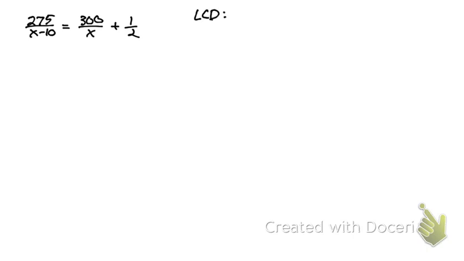Our LCD is where you multiply all of your denominators. So we're going to have 2 times x plus, x minus 10. And we're going to multiply that on both sides. So I'm going to distribute this to everything.